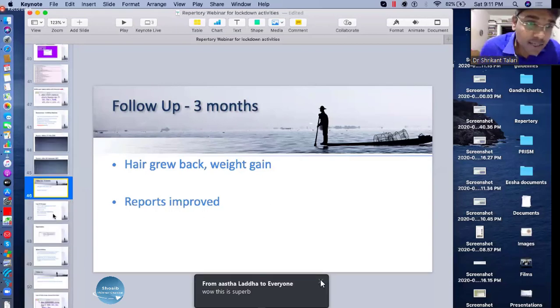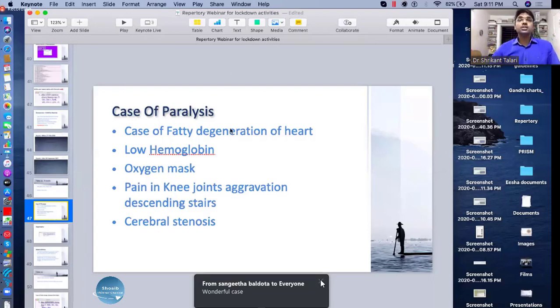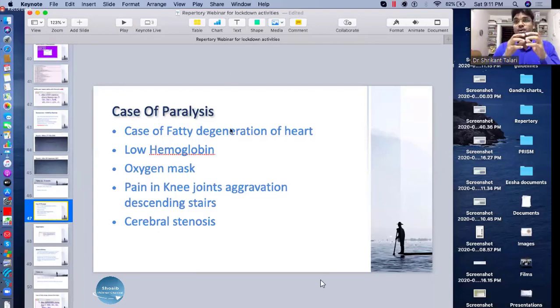So let me show you another case. This is a case of paralysis. This is an old patient of mine. She has paralysis of her whole left hand side. She's in the hospital, and her main concern is that she's on oxygen. The moment they remove oxygen, within 2 minutes, her oxygen level in the blood drops from 90 to 60. If you remove that for 5 minutes, she's gone. She's dead. She was admitted like this for 1 month. She's not able to recover.